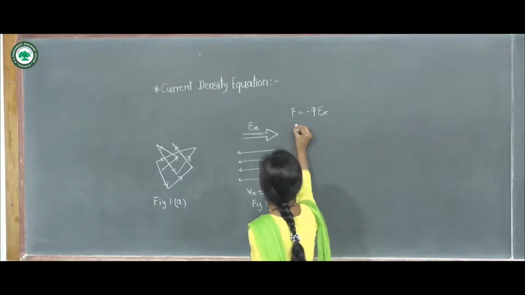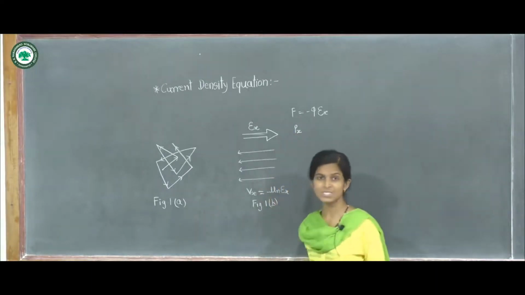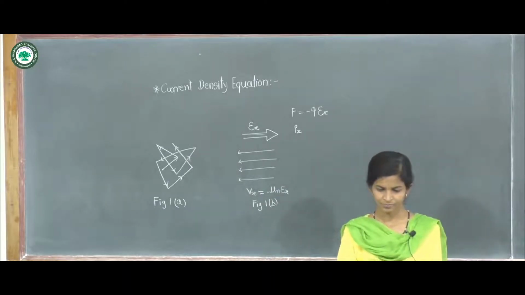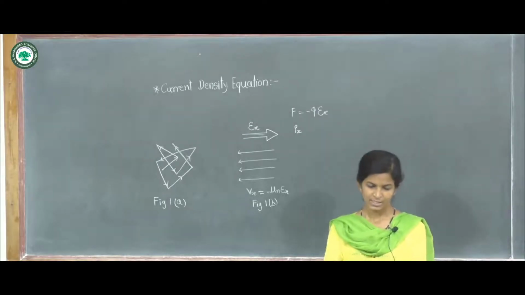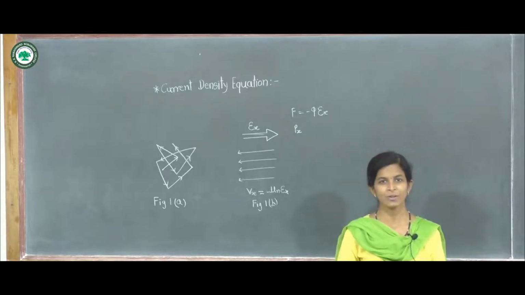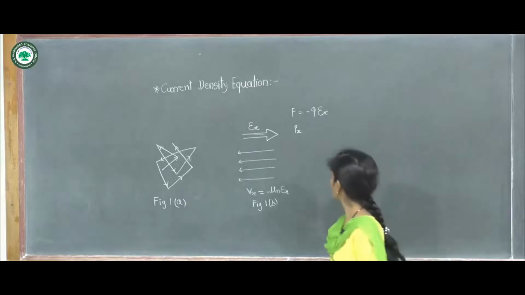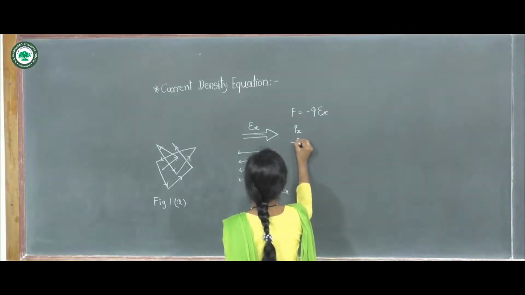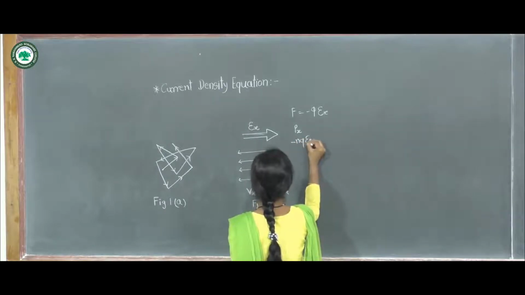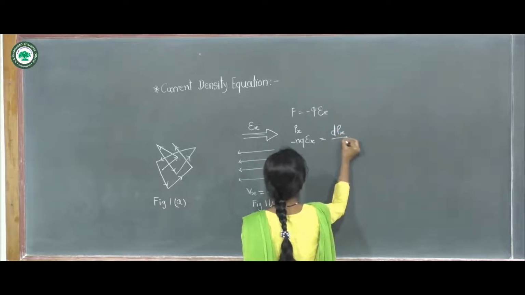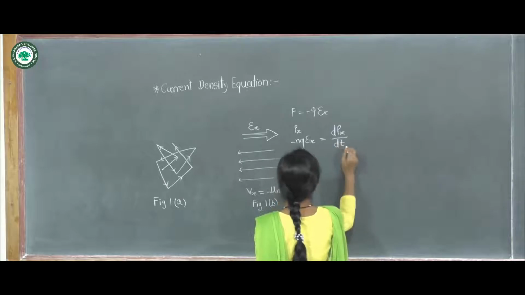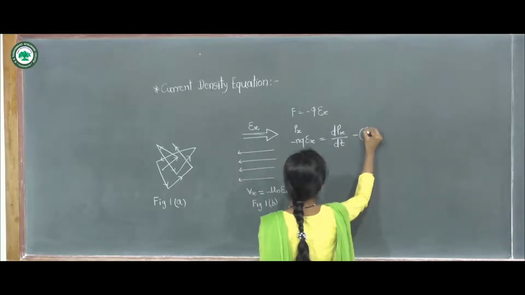So if Px is the x component of momentum of the group of n number of electrons, then the force of the field on n number of electrons per centimeter cube is given by minus nq into epsilon x, which is equal to dpx by dt. So this is equation number 1.